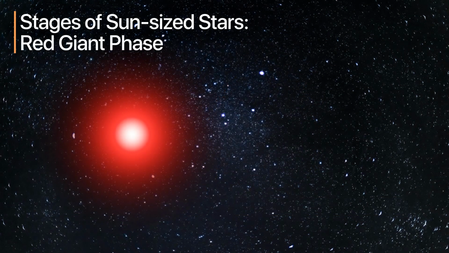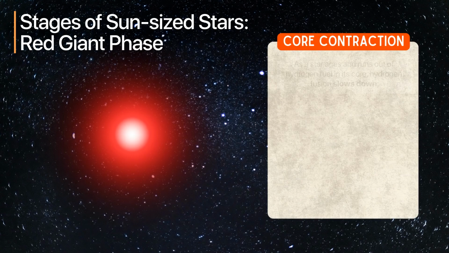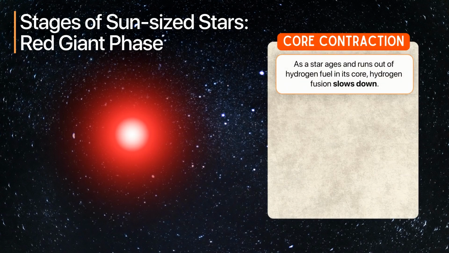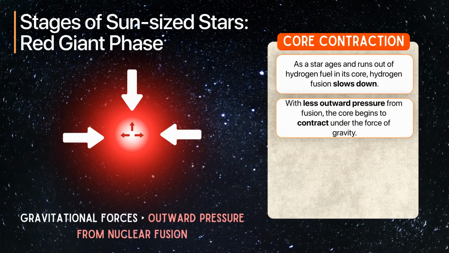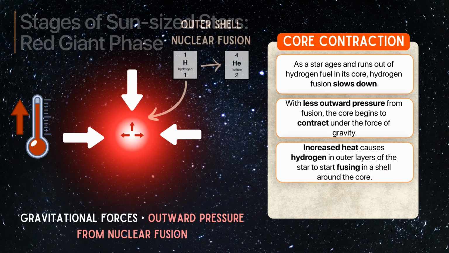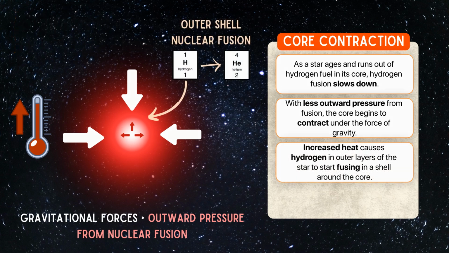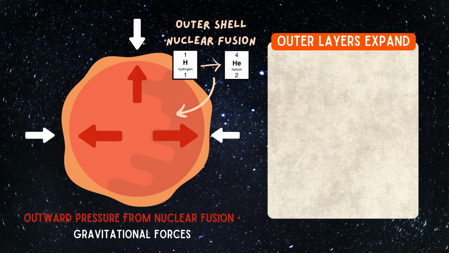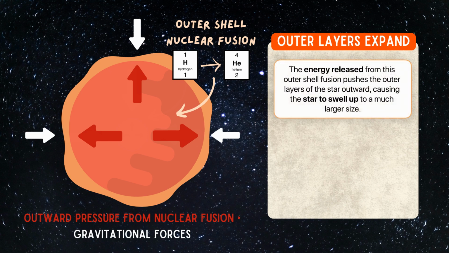First, we have the red giant phase where the core contracts. As a star like the Sun ages and runs out of hydrogen fuel in its core, hydrogen fusion slows down. As it then has less outward pressure from fusion, the core begins to contract under the force of gravity. However, as the core contracts, it heats up. This increased heat causes hydrogen in the outer layers of the star to start fusing in a shell around the core.